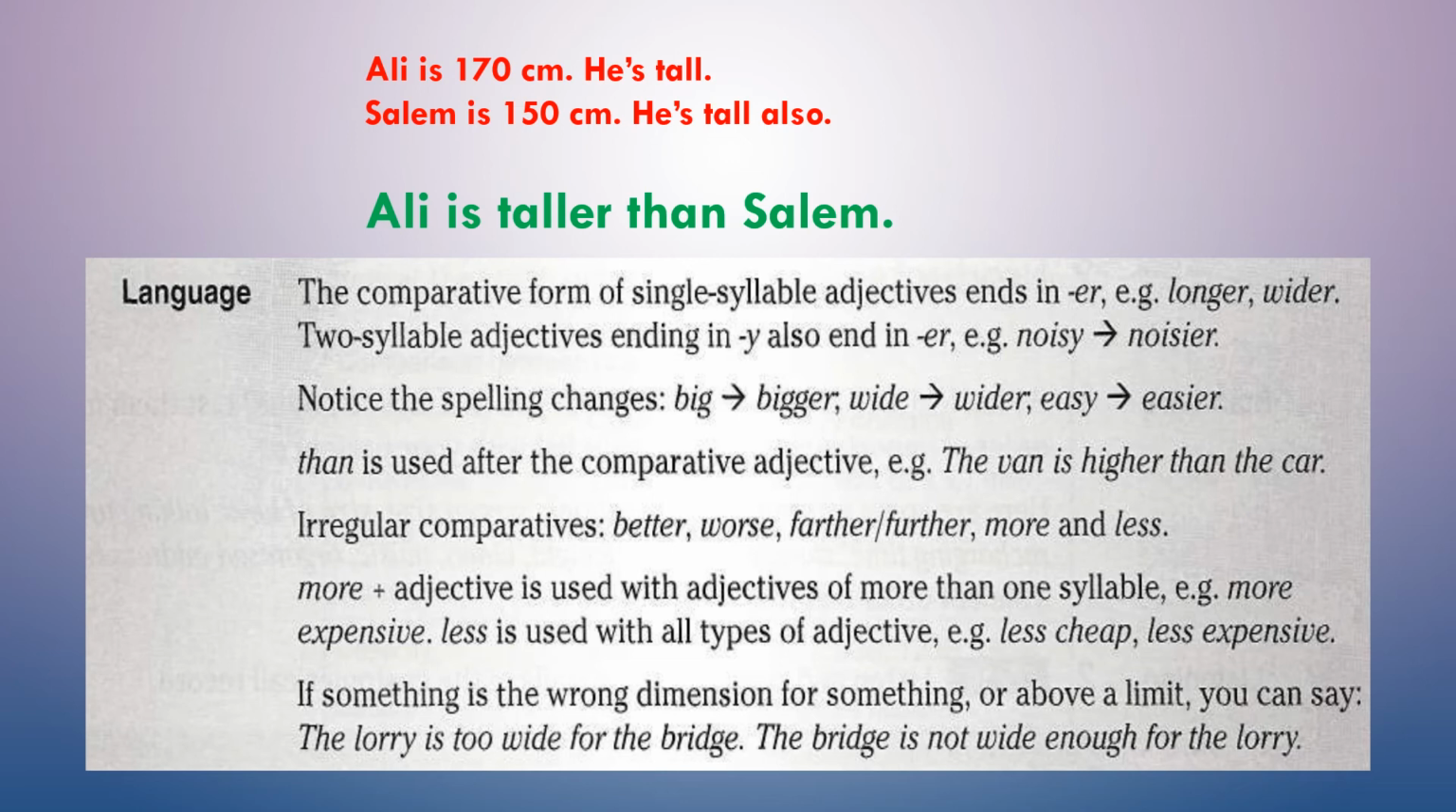This is a very important point. Again, the lorry is wider than the bridge. The bridge is not wide enough for the lorry. It means that the bridge here is smaller than the lorry, so the lorry can't pass.